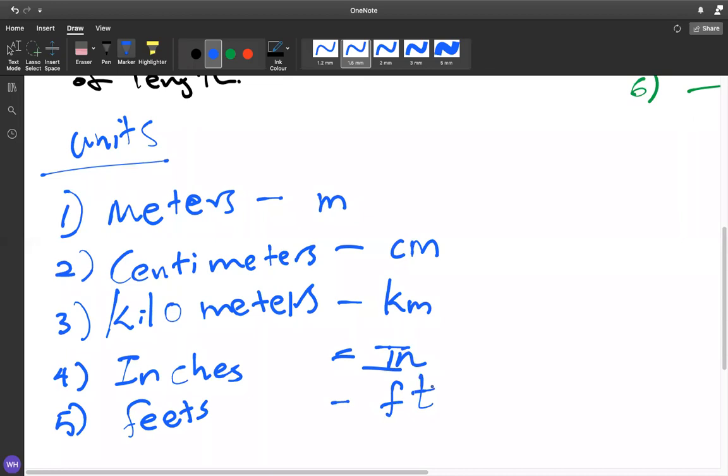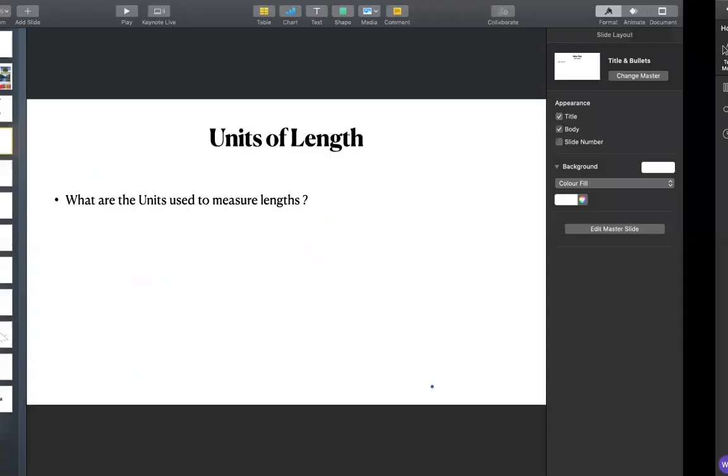Right? So we use inches and feet in constructions, right? In general use we don't use these inches and feet. Okay, meters, centimeters, and kilometers are the generally used units. Finished? Meters, centimeters, kilometers, inches, feet. Yeah. Good. So we will move on to the next one.